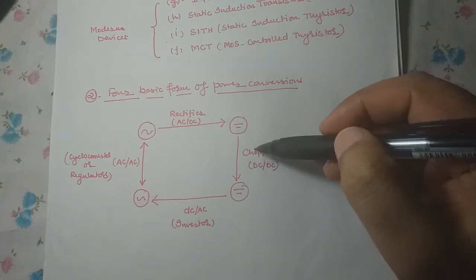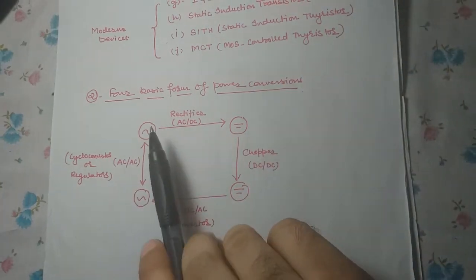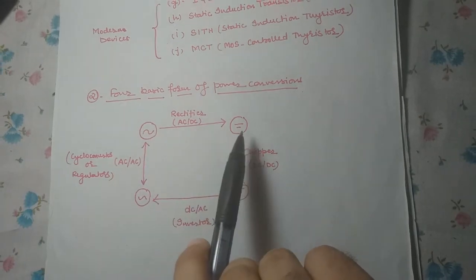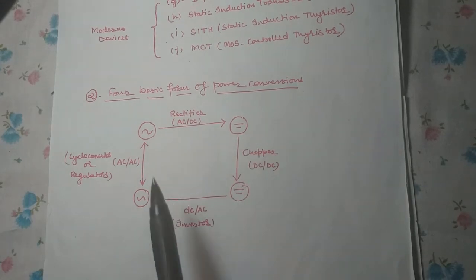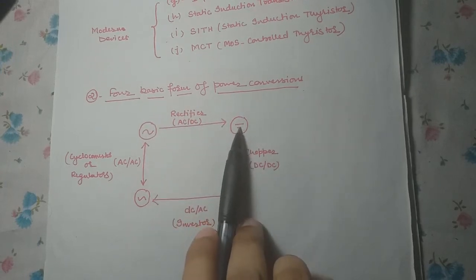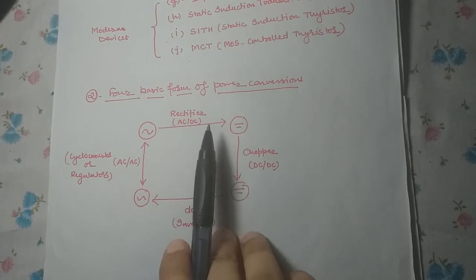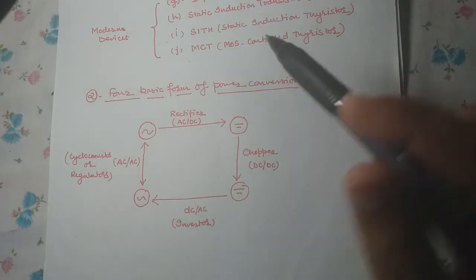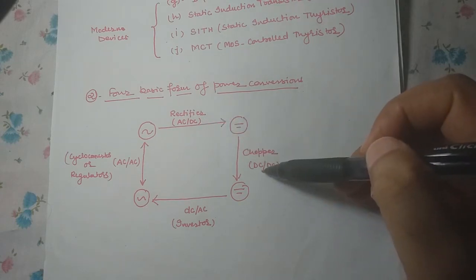So those converters which convert from DC to DC are called choppers, and those converters which convert AC to DC are called rectifiers. Here there is a major change: there is some value of frequency for AC, and that value of frequency will get suppressed to 0 when converted to DC. So the rectifier will have an option of changing frequency as well as voltage level. Now these are the two converters which we have discussed, rectifiers and choppers.